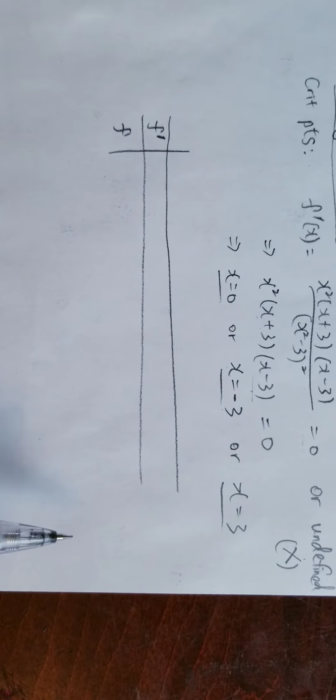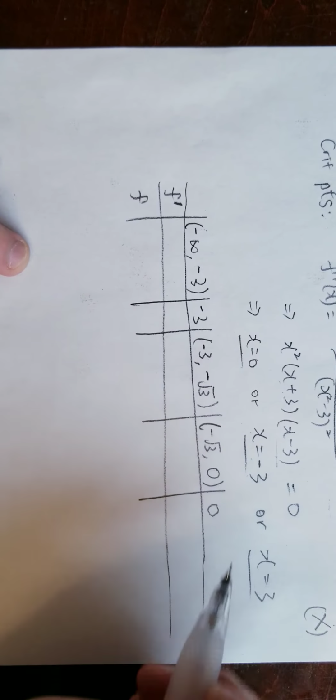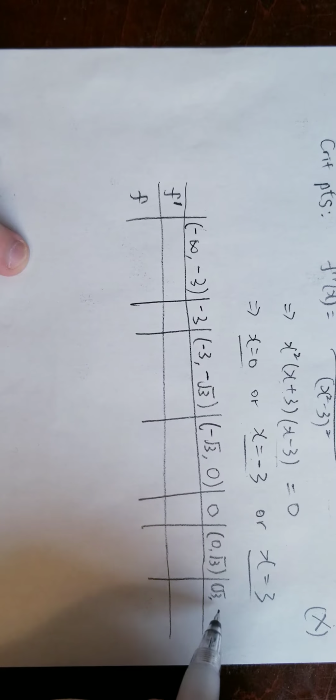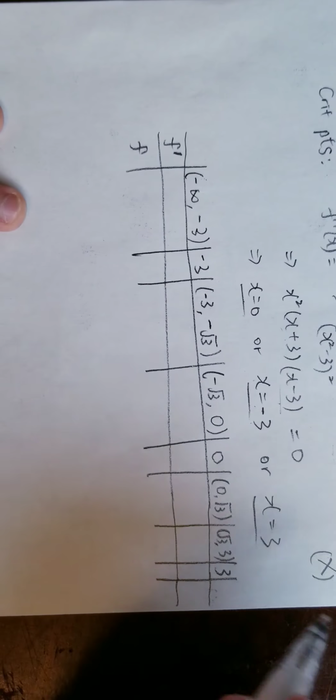And so you should have negative infinity to -3, and then -3 to -√3, -√3 to 0, and then 0 to √3, √3 to 3, and then 3 to infinity.